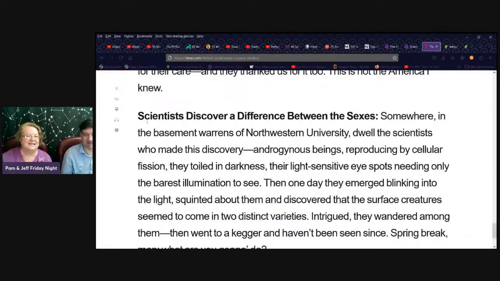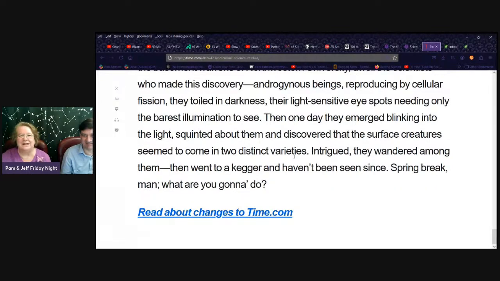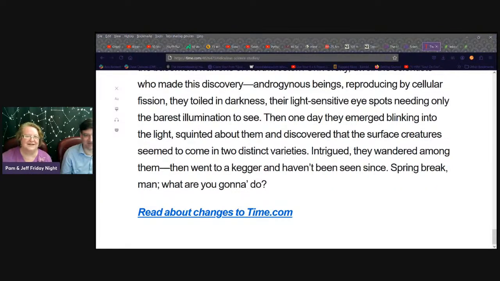Yep. So scientists discover a difference between the sexes. Yay! Anyway, I just thought that was crazy. Give it an honorable mention. Yeah, not so honorable, but there's some wild and crazy stuff out there. What else do we got here? Oh, we got to do the ephemera. Yeah, well, that was it, wasn't it? So that's what I got for you tonight. I mean, there's plenty more.